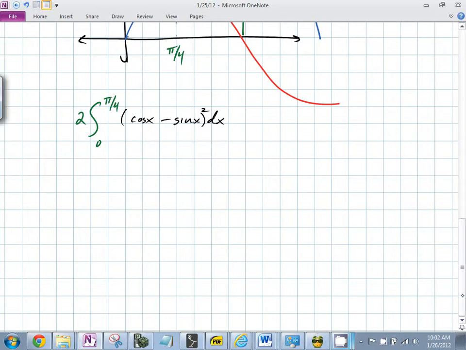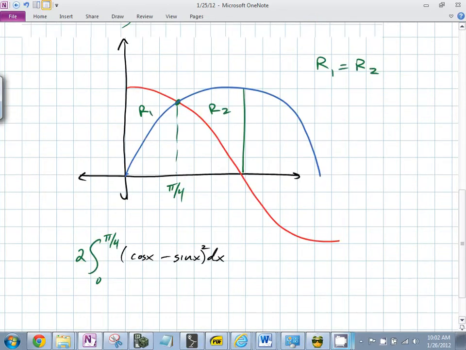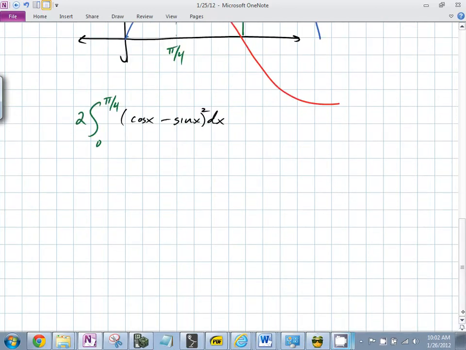Honestly, the biggest thing I need you to take away from this is the setup. It's all about the setup on these. But this one in particular is something you need to remember how to do. So you have 2 times, what should you do at this point? You noticed this, Claire. What should you do to this one?